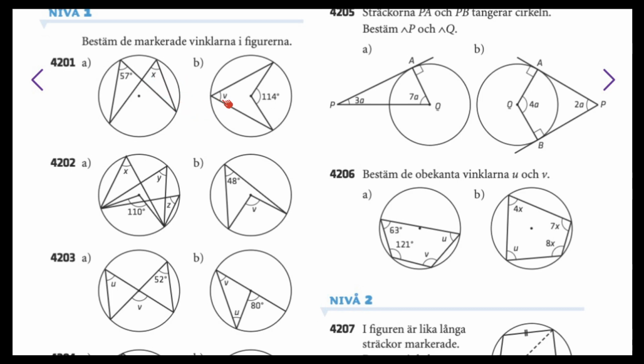So that's it. Can you tell me what is V here? What is the size of V? Why? Because one of them is inscribed, the other one is central. The central is 2 times larger than the inscribed. So if the bigger one is 114 degrees, then the other one will be half of it, which is 57 degrees. Is that understandable?